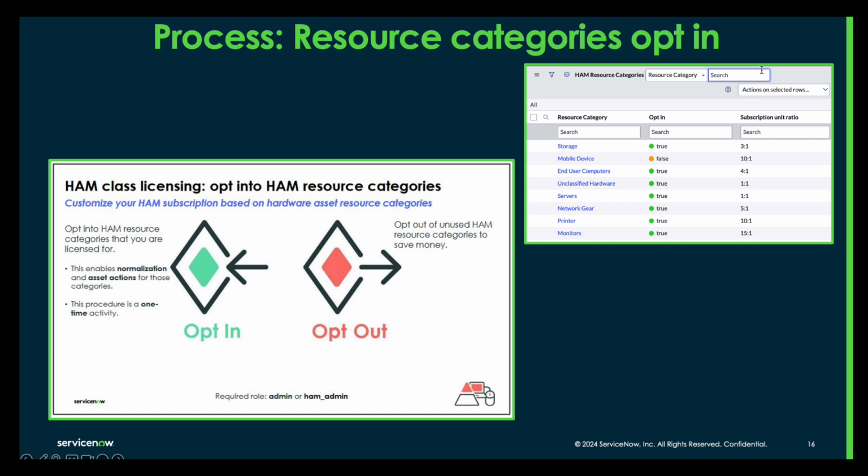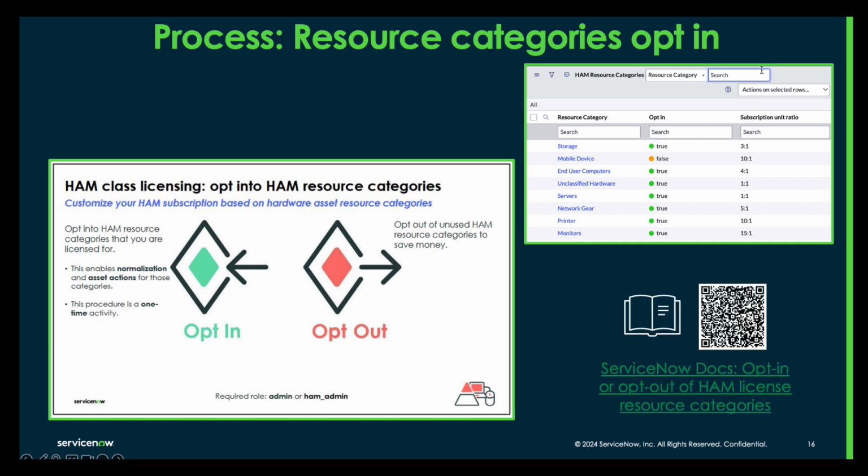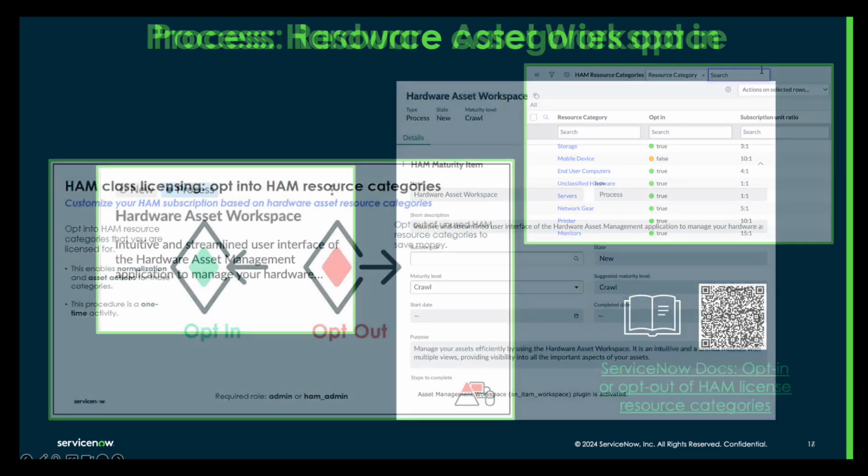We made it a little bit more cost effective if you're trying to do monitors. We're doing 15:1, whereas servers, we're going to keep at the 1:1 ratio. Now, there's a really good article in the ServiceNow docs that I put in here, opt in and opt out of HAM license resource categories. We recommend going and taking a look at these SAM docs here. I have added a QR code to take you to that doc if you need it.